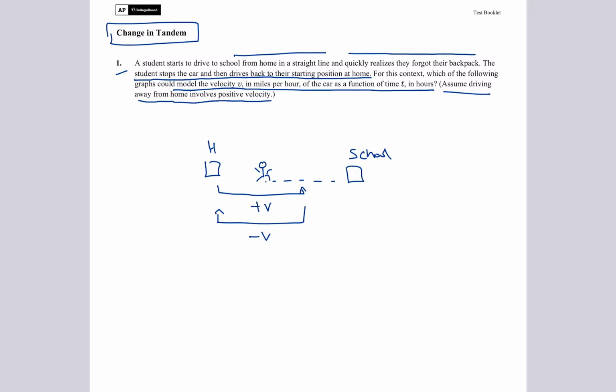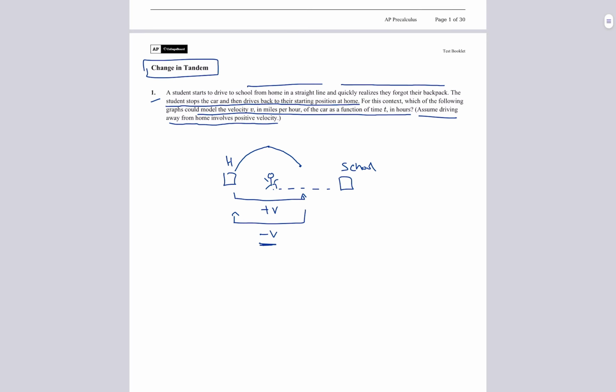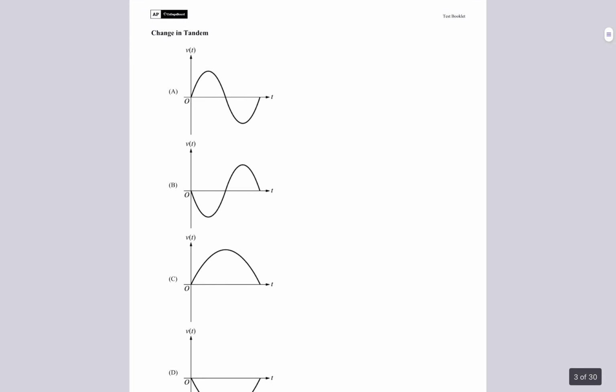So if we want to graph this, we have this student who's going away from home, and then they realize at this point that they forgot their backpack. Well, they're not going to do a full brake and just stop, right? If you're pressing on the brake, it's going to slowly come to an end. The car will slowly stop, and this is when the student stops. Now they want to go back home, which means a negative velocity. Now let's have a look at the answer choices and see which answer makes the most sense.